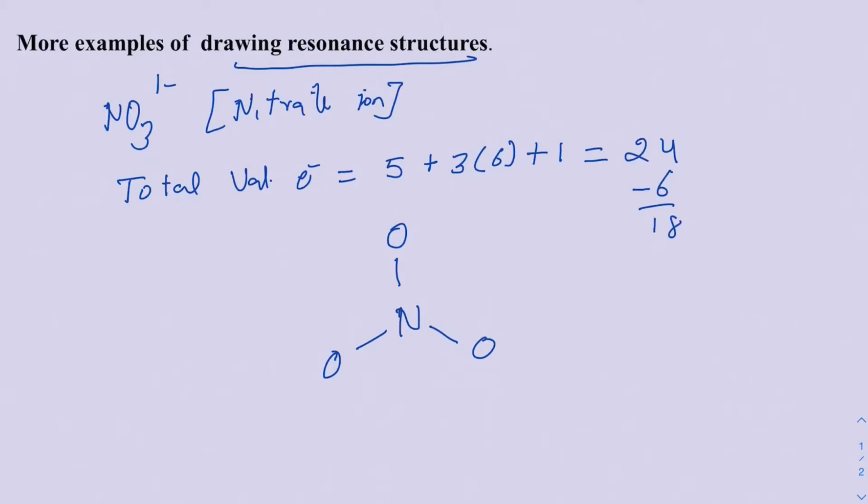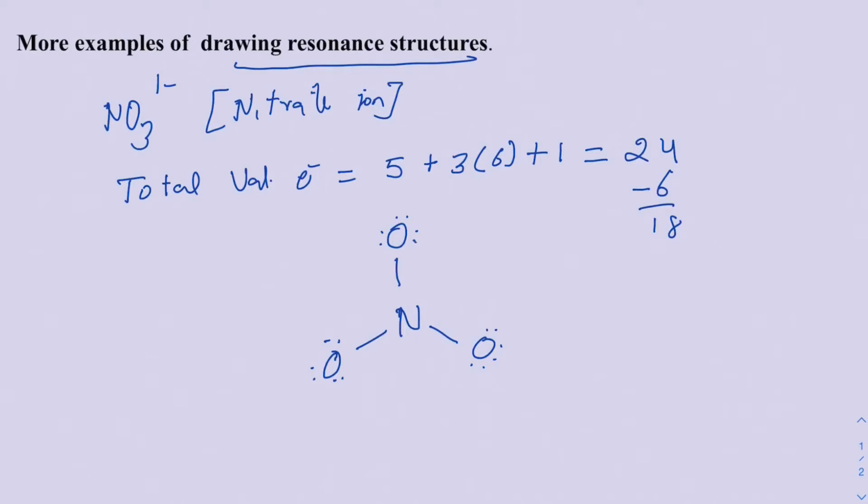So what I can do, I can go ahead and fulfill the octets of the surrounding atoms, like that's the usual next step. And when I do so, I'm going to have to place 6 electrons on each of the oxygens as 3 lone pairs. And that uses up the remaining 18 electrons. So for right now, you want to make sure that we used all the electrons.